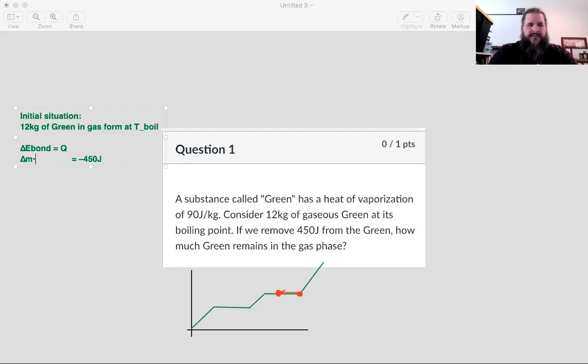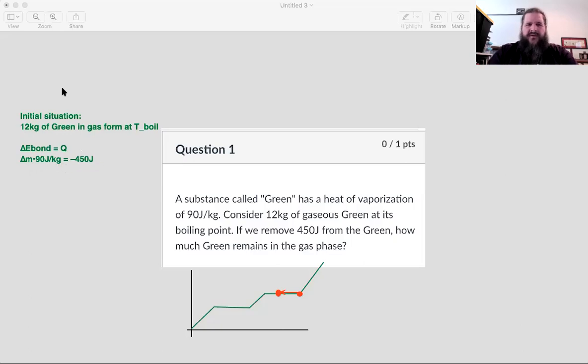Yeah, delta M times delta H. So we can set delta M delta H equal to negative 450. And we even know delta H, right? Delta H is the 90 joules per kilogram. So how could we solve for delta M since we want to know? And note that this is a little bit of a jump here. The question isn't asking for delta M. The question is asking how much gas remains. But if we can find delta M, that'll at least tell us how much gas changes phase.